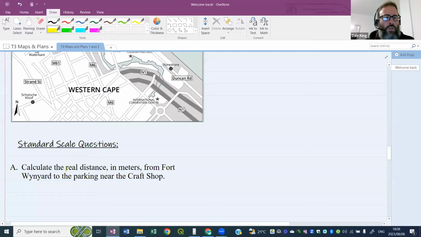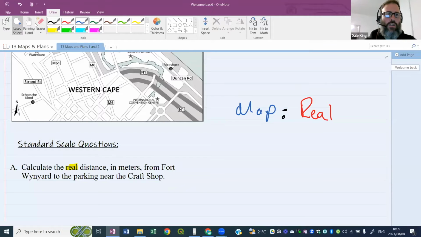One thing I want to show you in this question: calculate the real distance. We have real distance, and then we have the map distance. I write it in the ratio like that because, well, I'm not going to give you too much information. Let's see what you know. But we have map distance and real distance in scale on maps. Just reminding you about that.